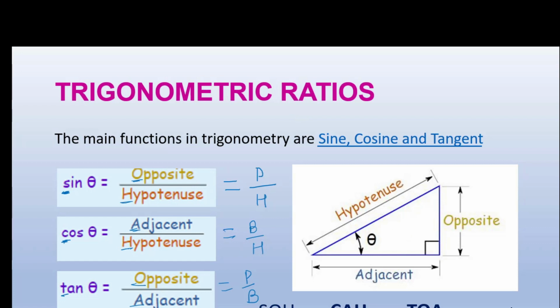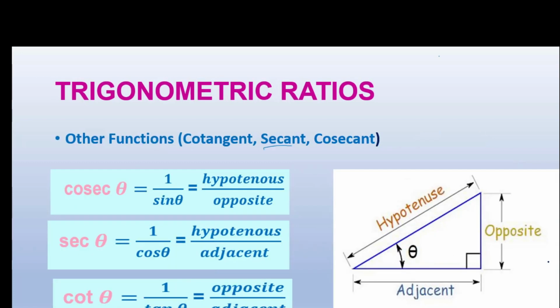Now let's see the formulas for the other trigonometric ratios. The other trigonometric ratios are cotangent, secant and cosecant. The cotangent in short can be written as cot theta. So cot theta is given by 1 by tan theta, or it is the reciprocal of tan. So the formula will be adjacent side divided by opposite side.